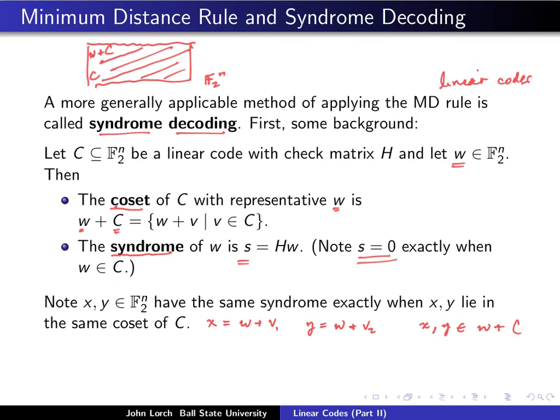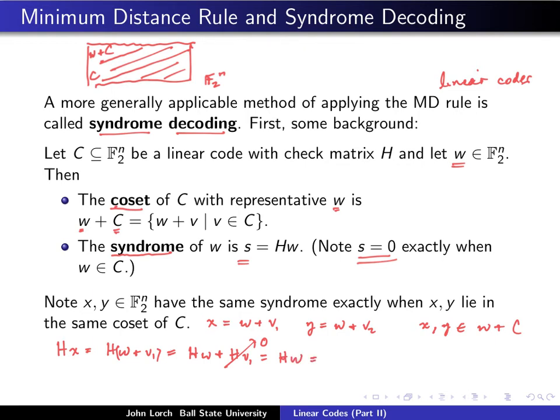Now to get the syndrome for X and Y, we apply H to both of them. So H times X is H times W plus V1. But that is equal to H of W plus H of V1. But remember, V1 is a code word, and so H times V1 is going to be 0. So this is just H of W.